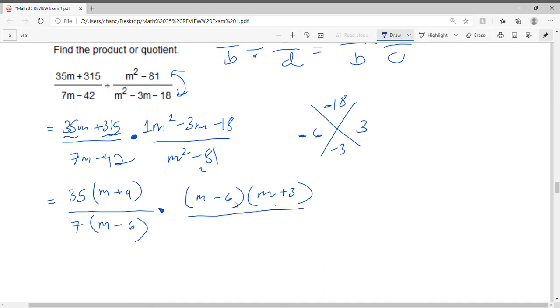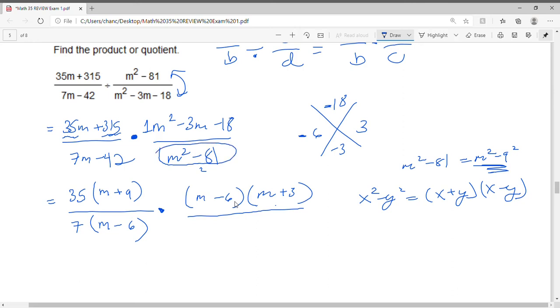You could look at m squared minus 81 as m squared minus 9 squared, and this is the difference of squares. Recall x squared minus y squared equals x plus y times x minus y. So I can rewrite this expression as m plus 9 times m minus 9. And let's see what divides out.